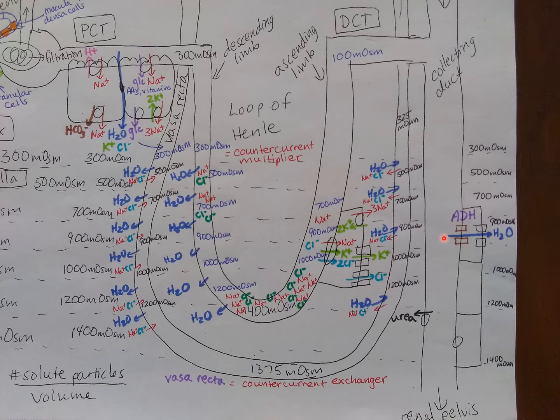And as water moves out of the urine, that's going to create a smaller volume of urine, and it's going to be much more concentrated. The highest concentration you can get in the urine is up to 1400 milliosmolar, because that's the highest osmolarity in the renal medulla.